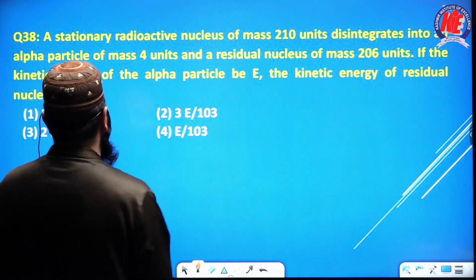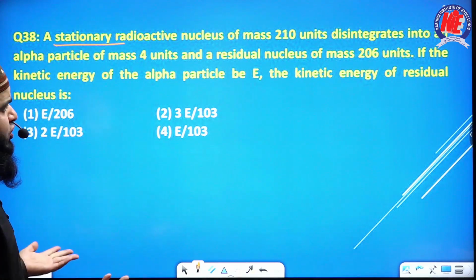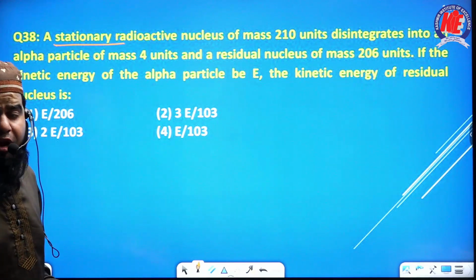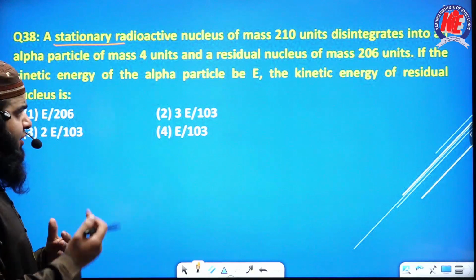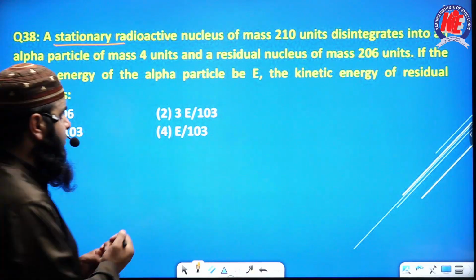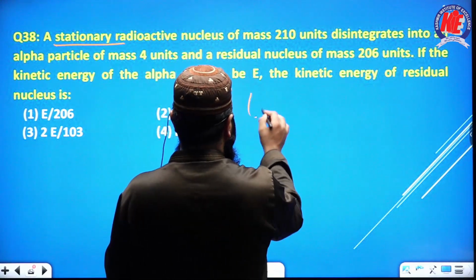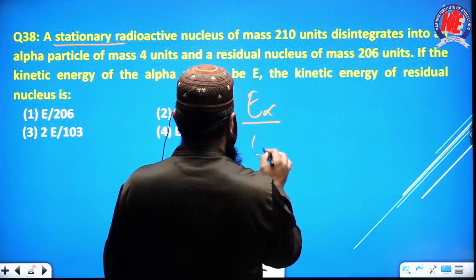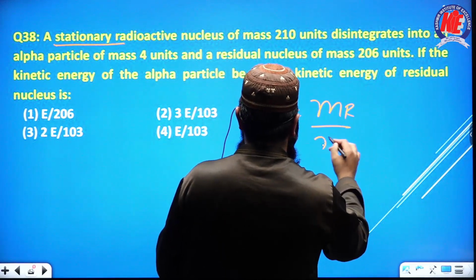One thing is certain, it was stationary initially, so initial momentum is 0. In an explosion, in disintegration, no external force is involved, so final momentum should be 0. For that, the magnitudes of the momenta of the two fragments should be equal. So the E of alpha divided by the E of residual is equal to mass of residual divided by mass of alpha.